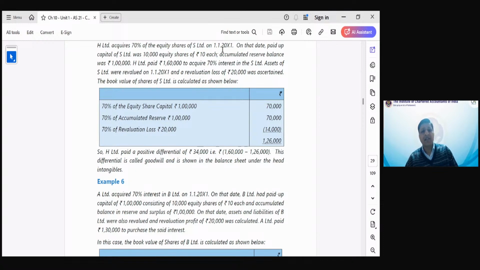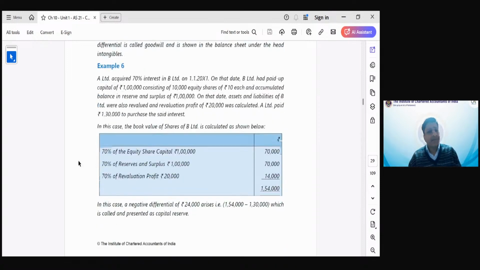Ragini has the same answer. Great. Pranav has the same answer. Very good. Now, to acquire the net assets worth of 1,54,000, A Limited has paid 1,30,000. So therefore, what should you get? Goodwill or capital reserve? Balesh says there will be capital reserve. I think Nitin has also shared the calculation. Great. Aisha, Riddhi, they are also getting capital reserve, which is very clear.